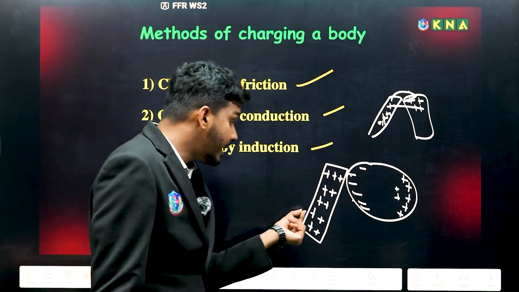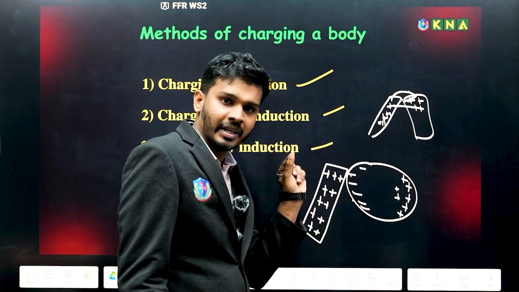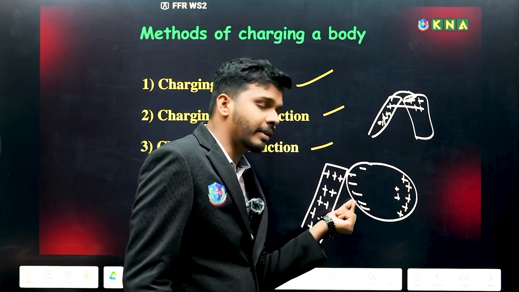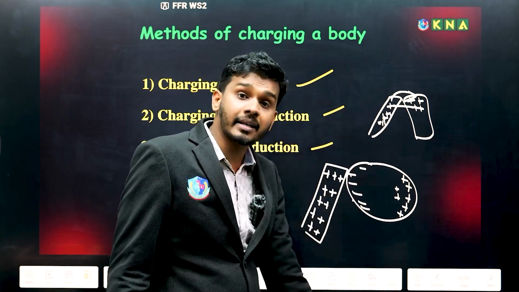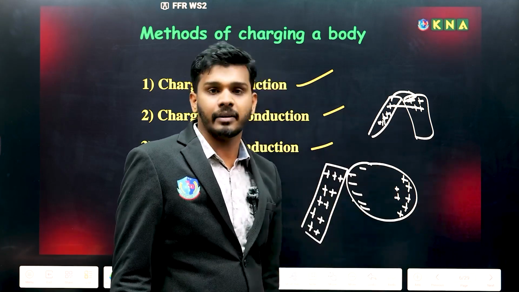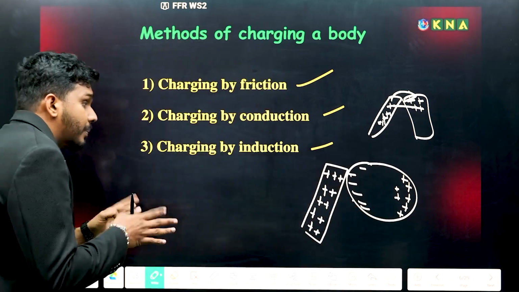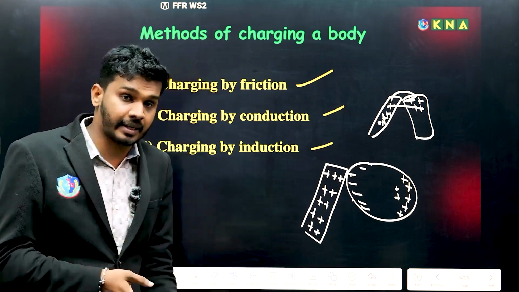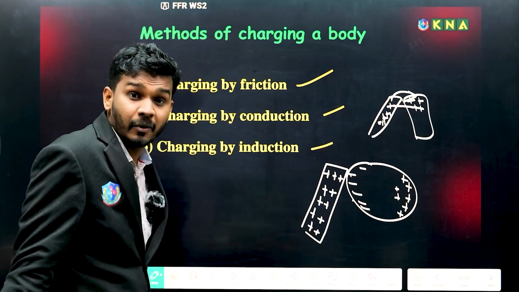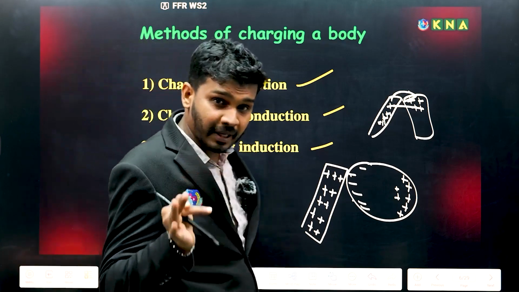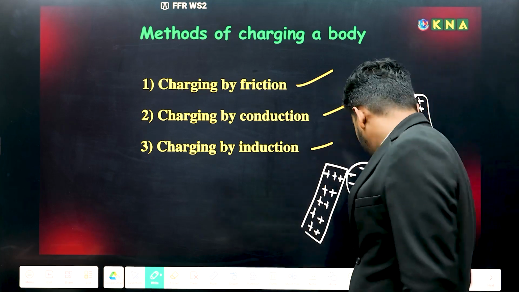What is induction? When a charged body is placed near an uncharged body, the opposite charge is produced at the nearer side and the other charge is produced at the farther side. That process is called charging by induction. So there are three methods of charging a body: first, charging by friction; second, charging by conduction; third, charging by induction.